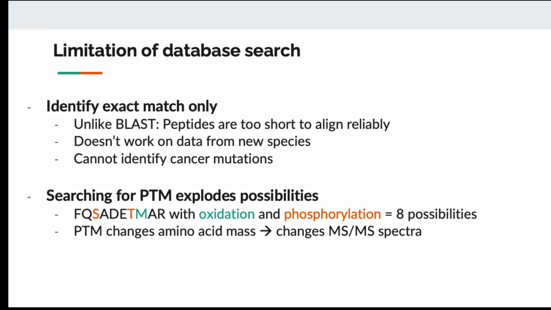Both of them have the same limitation. You only get to identify known proteins and peptides. So if you're analyzing new species, or if you are analyzing cancer mutations, there's no chance that you can find them in the database, because you're not going to see new mutations.